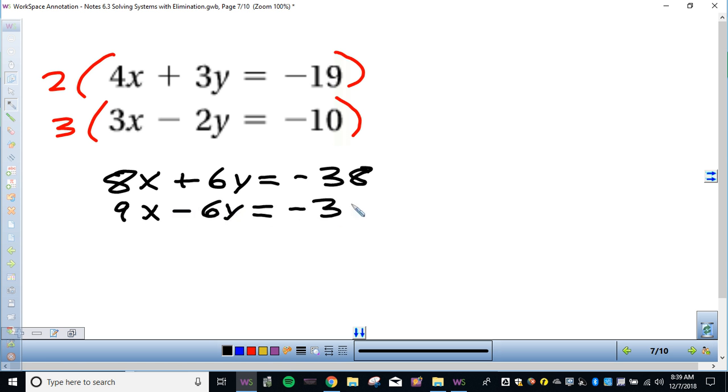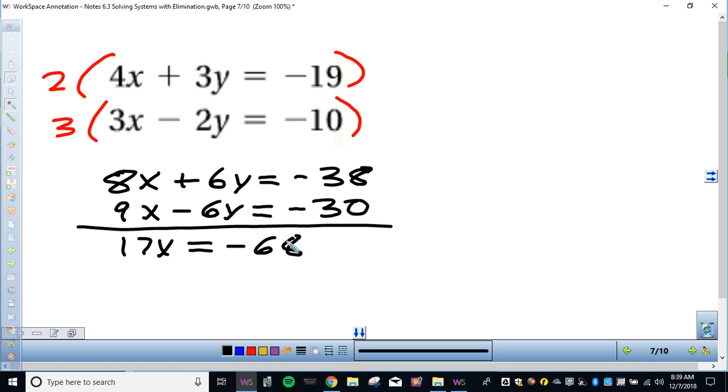Equals negative 30. Okay, now I'm combining like terms. Tell me what I get, Benjamin. 9 plus 8 is 17. 17x. And negative 38 minus 30. Can you do that? Tell me. Negative 68. Excellent. Negative 68. What's the last step, Eli? Divide by 17. What do I get, Joseph?